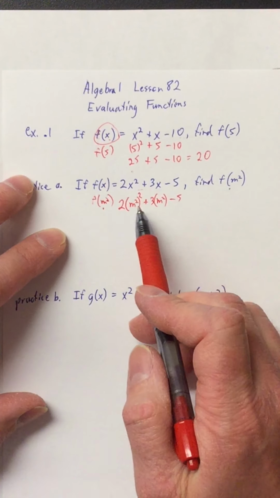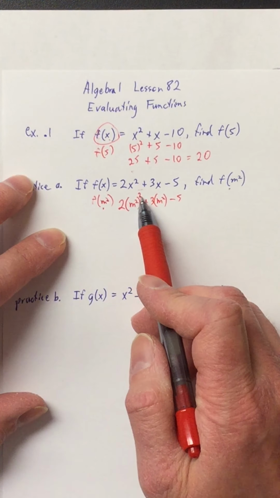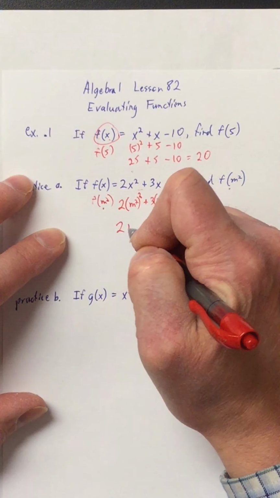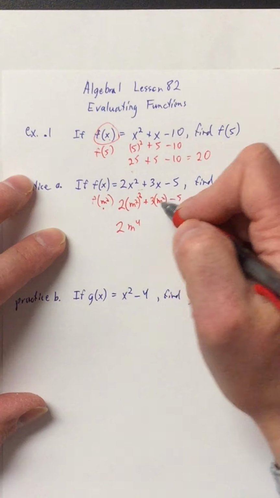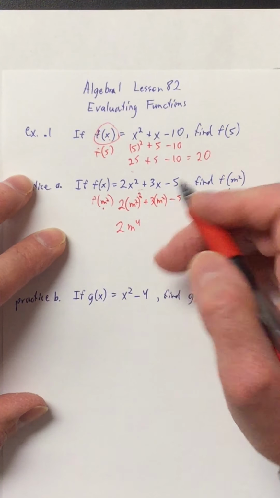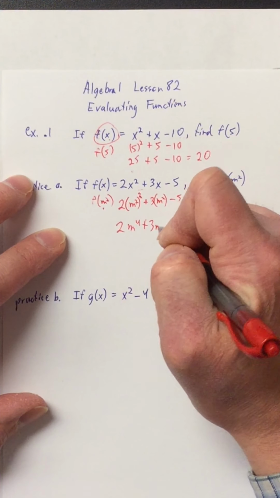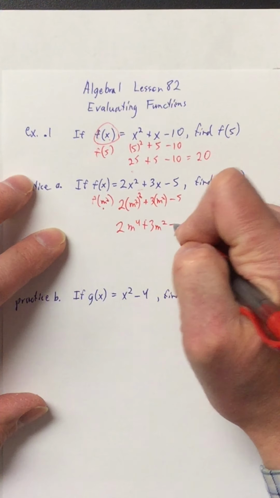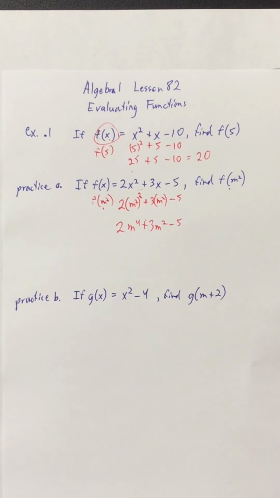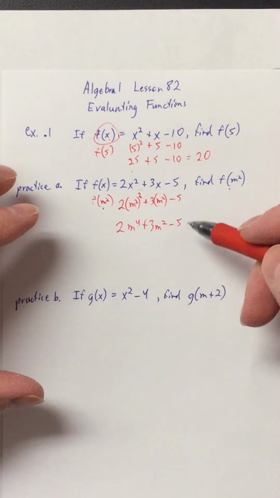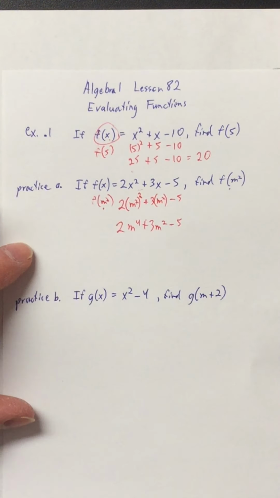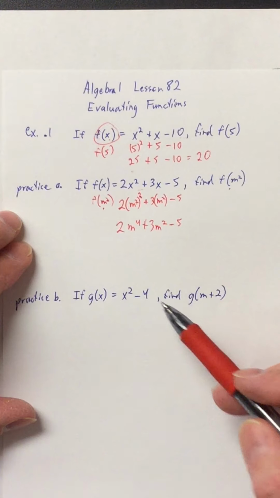Let's remove the parentheses. In this case, since this is an exponent of an exponent, we multiply those. We get 2m to the fourth plus 3m squared minus 5. And I believe that is as far as we can go with that one. There's nothing that can combine in there. That is our answer. All right, let's look at the second practice problem.